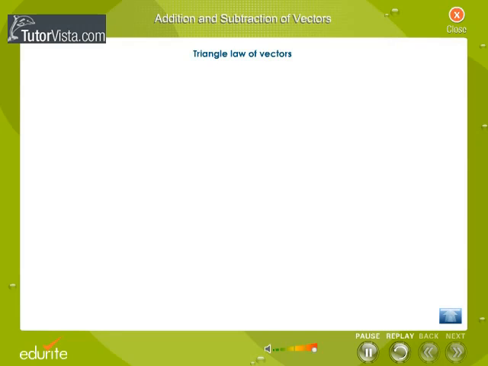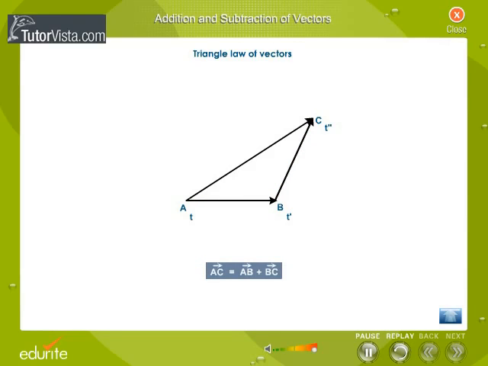Triangle law of vectors. Let a particle be at the points A, B and C at three successive times t, t', t'', respectively. Vector AB is the displacement vector from time t to t'. Vector BC is the displacement vector from time t' to time t''. The total displacement vector AC is the sum or the resultant of individual displacement vectors AB and BC. Therefore, vector AC is equal to vector AB plus vector BC. This is known as the triangle law of vectors.